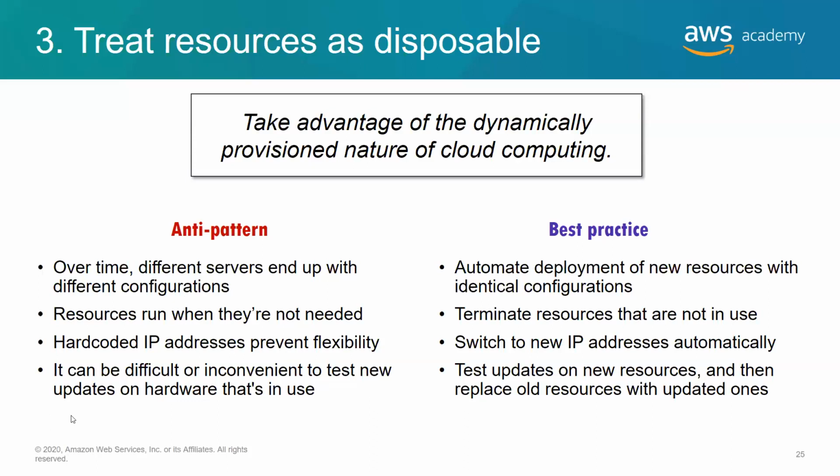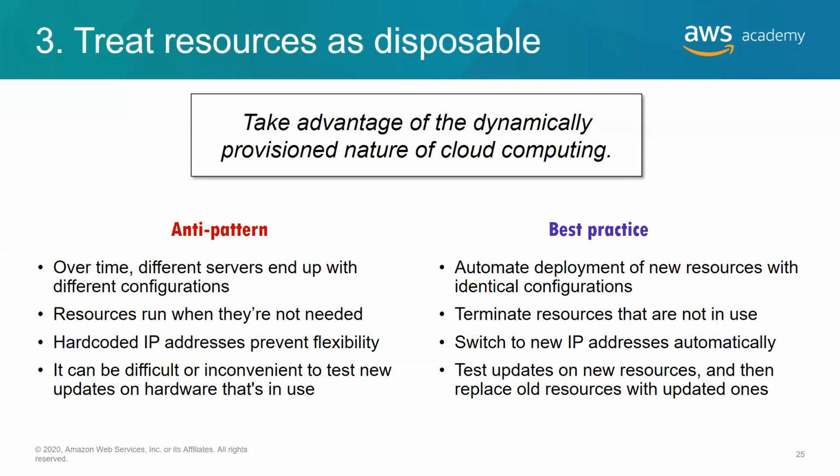Got it? Over a period of time, we have different servers that end up with different configurations. And resources run whenever they are not required. Right? Sometimes when it's needed, the resource will not run. When it is not required, that resource will run. What is the use then? Right? Hard-coded IP addresses will prevent flexibility. And with a hard-coded IP address, it is not going to be automatically assigned. Right? It can be difficult or inconvenient to test or update the hardware that is in use.